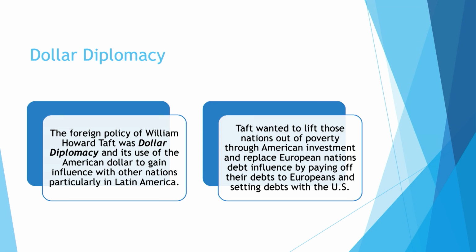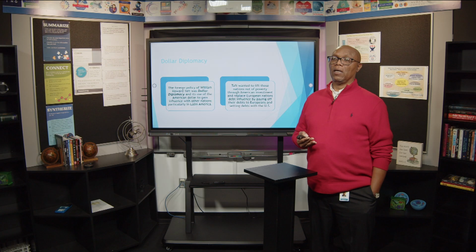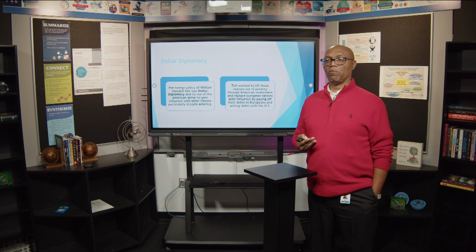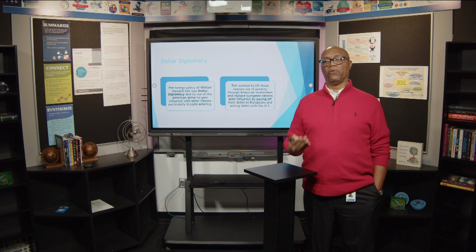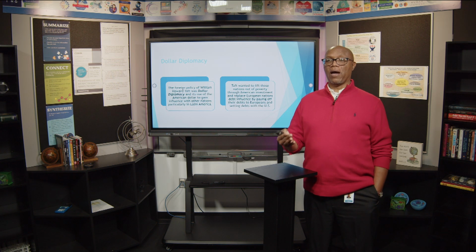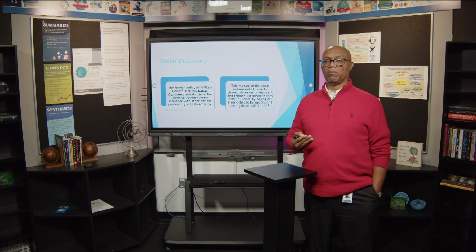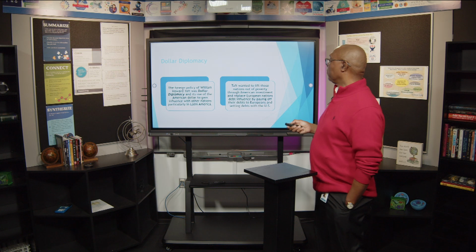One of the biggest areas of contention that European nations had with the United States of America is they thought the United States was trying to interfere with their opportunities to gain loans back from nations in the Western Hemisphere that they had extended lines of credit to.